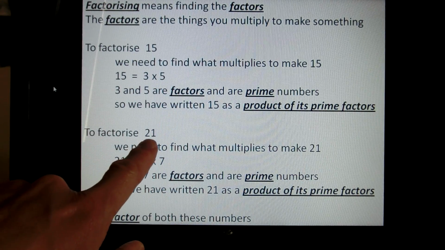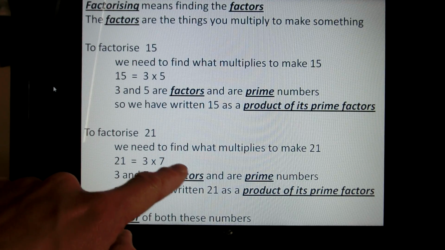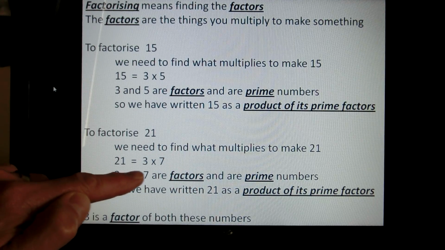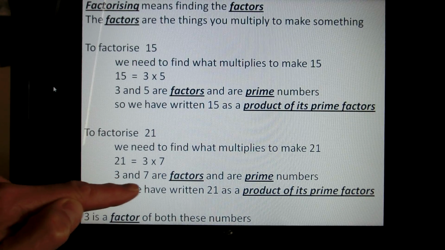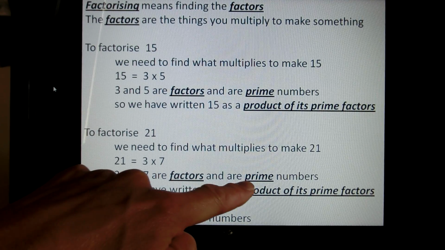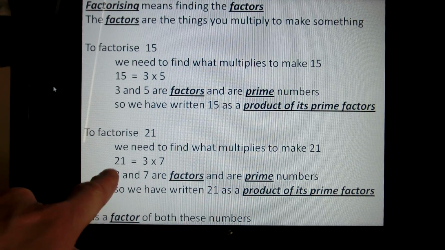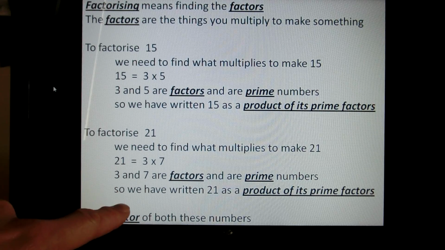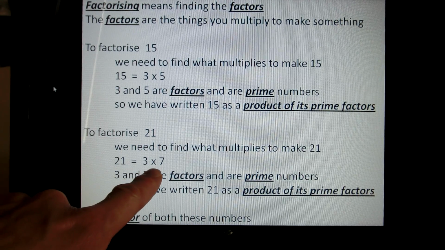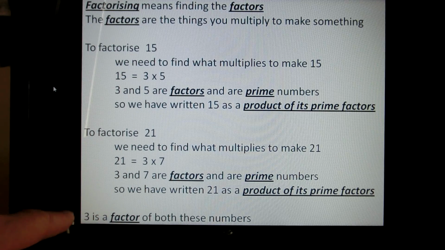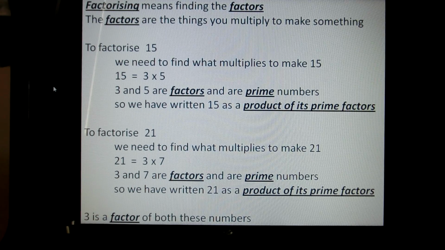To factorize 21, we need to find what multiplies to make 21. So 21 is 3 times 7. 3 and 7 are factors, and they're also prime numbers. So what we've actually done here is written 21 as a product of its prime factors. And 3 is a factor of both of these numbers.